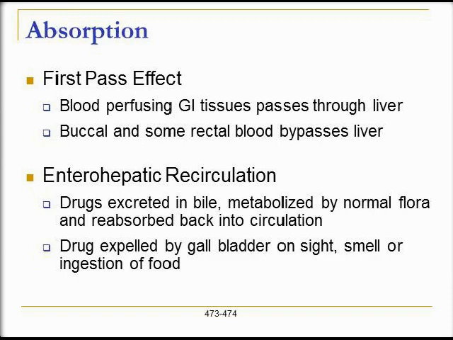And then also enterohepatic recirculation, which is on the top of page 474, and that's where drugs can be excreted in the bile. They're excreted usually as metabolites, which allows them to be excreted in the bile. And then normal flora within the GI tract will metabolize the drug and take it from its metabolite back into the parent drug, the active drug, and then that active drug can be reabsorbed. I have some examples there on table 1 where that occurs. Estrogens and oral contraceptives is a very common example of that enterohepatic recirculation.